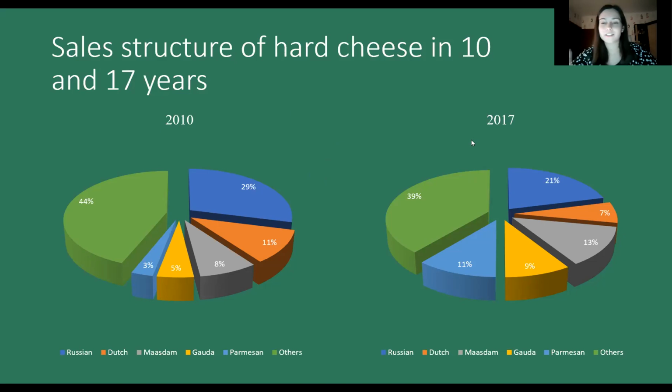Probably anything else? You can write that in the chat if you don't want to talk. Yeah, a 3D pie chart, and the dynamic is not clear. Yeah, better merge them, definitely. You don't say anything about the title: structure of hard cheese in 2010 and 2017.